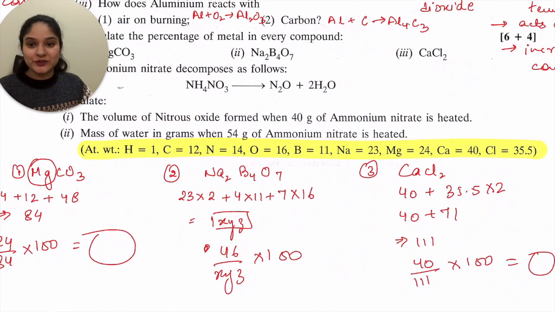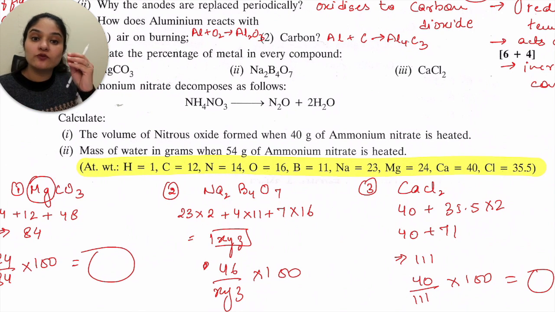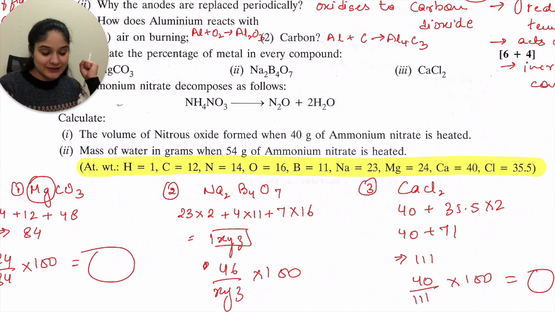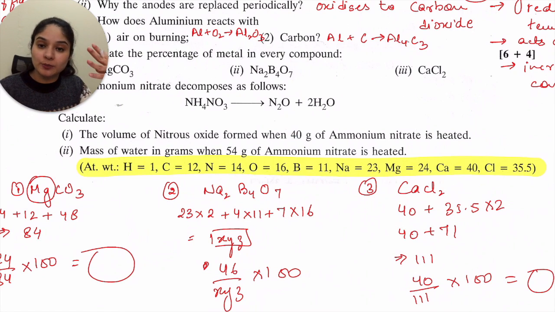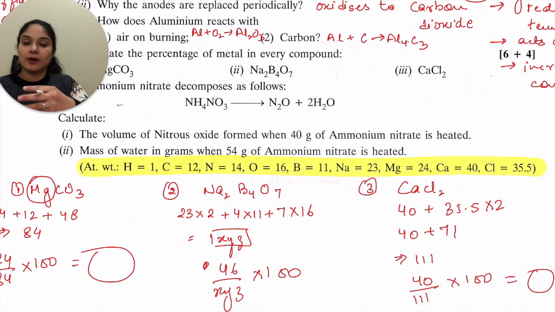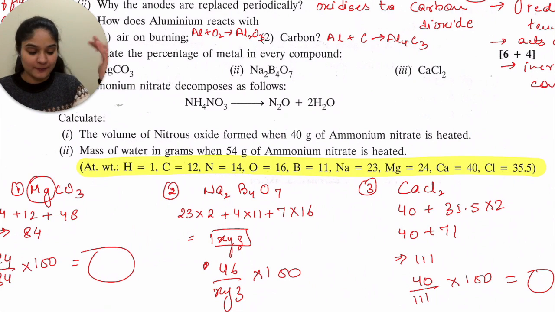Okay students, moving to the second part of this question, very easy. So in this one they are saying NH4NO3 gives N2O plus water, and they are asking the volume of nitrous oxide formed when 40 grams of ammonium nitrate is heated. Now the first thing we need to understand is how much compound are we decomposing in the first place. So whatever amount you get, calculate for 1 gram of compound and then multiply that by 40 and calculate for 40 grams. So that would be easy to do, and then just multiply the volume of nitrous oxide with that. So let's see.